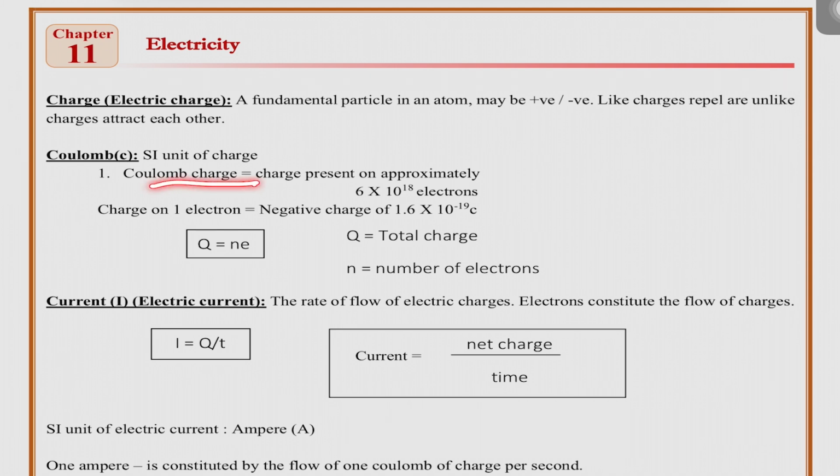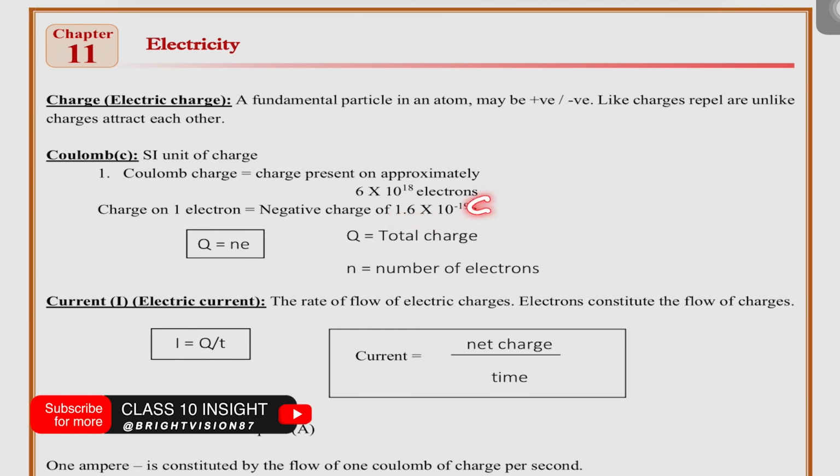Charge, that is 1 coulomb of charge. Charge is equal to how many number of electrons? This is a standard value you have to remember. That is 6 into 10 to the power 18 electrons. In 1 coulomb of charge, these many number of electrons will be there. So what is the charge of this one electron? We know that electron has negative charge. And what is the amount of charge each electron has? It is 1.6 into 10 to the power minus 19 coulomb.